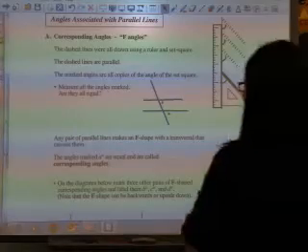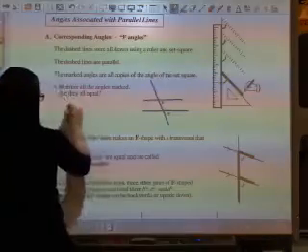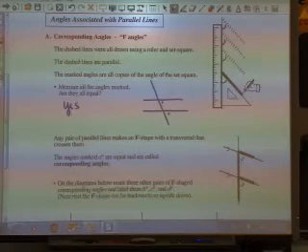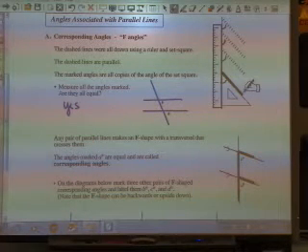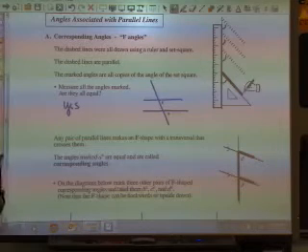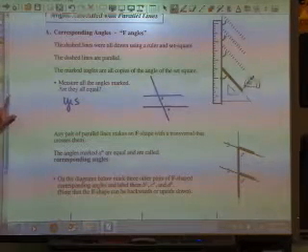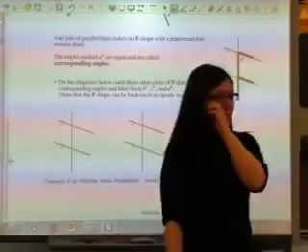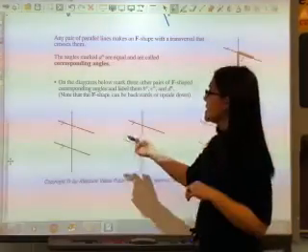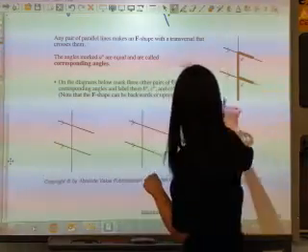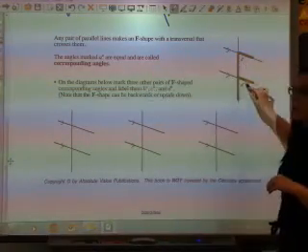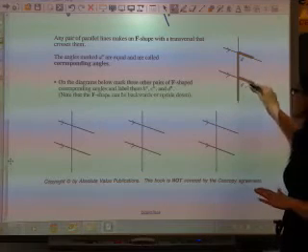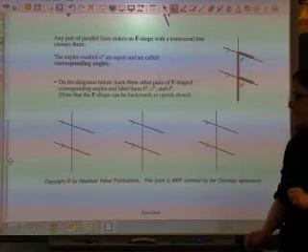So, are they all equal? Yes, they are. So corresponding angles are angles that are equal to each other, or corresponding angles have equal measurements. Things to remember with my corresponding angles. So I showed you one set. These were corresponding angles. They're on the same side of the transversal in the same position.